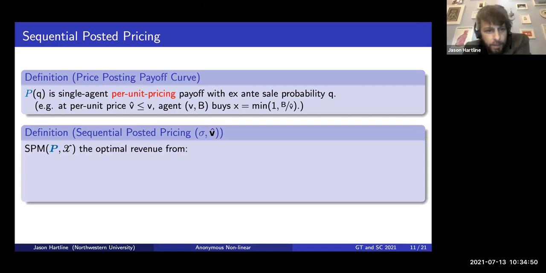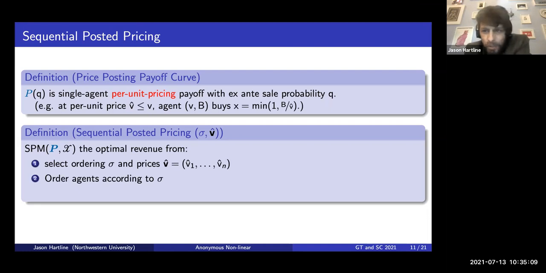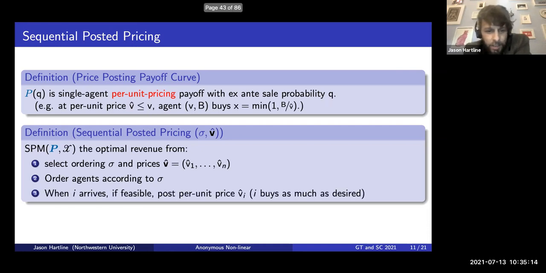Okay, and so now I can define sequential posted pricing. A sequential posted pricing is given these per unit pricing curves and the feasibility constraint. What we're going to do is pick an order and per unit prices to offer all the agents. We're going to order the agents according to this order sigma, and if it's feasible to serve the agent, I'm going to offer the agent the per unit price, and they're going to buy whatever they want to buy according to their price posting revenue curve, given the per unit price.